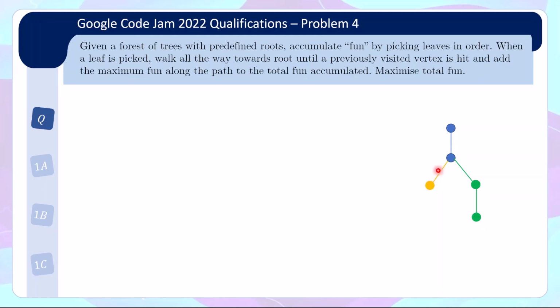Now, if you flip the order around, this time yellow will be the one that has a chance of taking the maximum of the yellow path and the blue path, but the green leaf will only have the chance of taking the maximum along the green path.